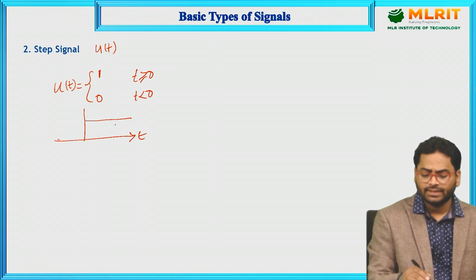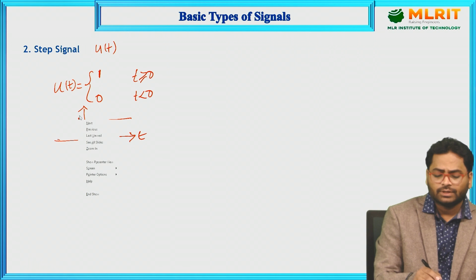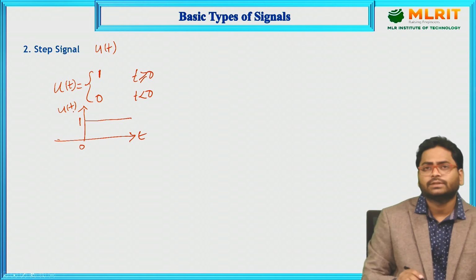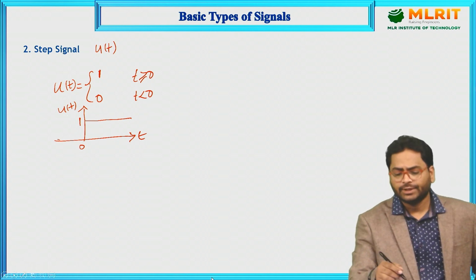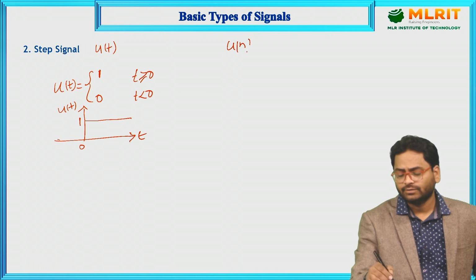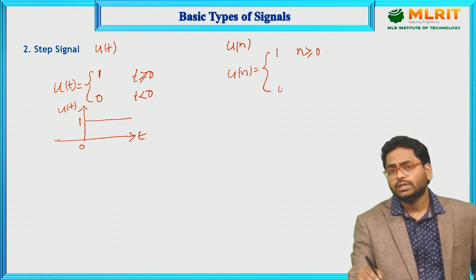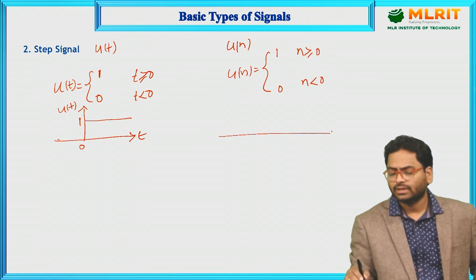This is t, and the amplitude is 1 at 0. And the same signal you can represent in the discrete domain also, that is u of n. So how is it represented? u of n is equal to 1 for n greater than or equal to 0, and 0 for n less than 0. So how is it represented graphically?